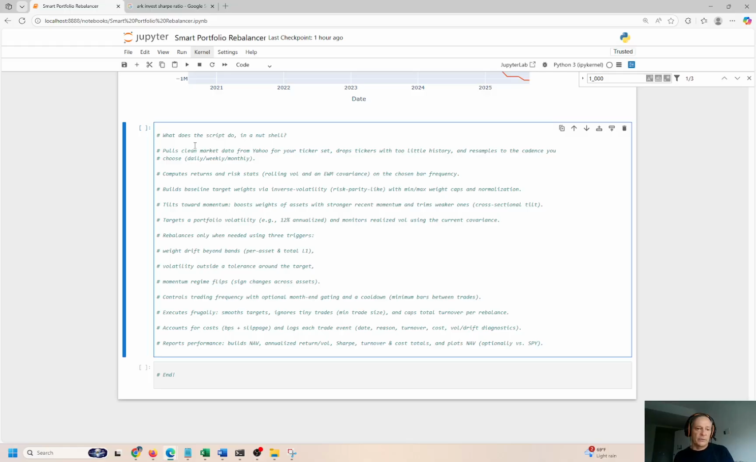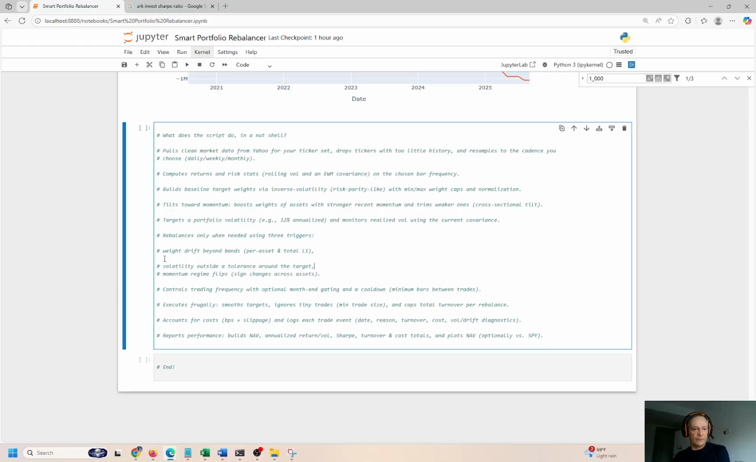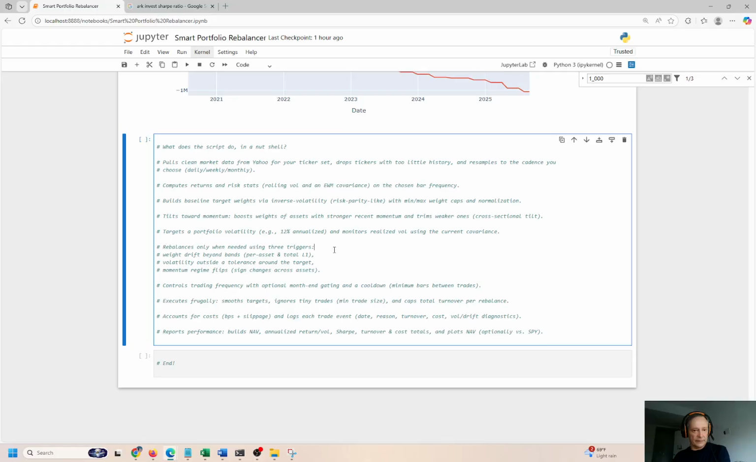So that looks good. We rebalance only when needed using the triggers that were defined, right? Weight drift, volatility outside a tolerance around the target, and momentum regime flips. I'm going to change that formatting just a bit. I like this better. Okay, it controls trading frequency, right? And we have the maximum 60% in one asset, minimum 0%.